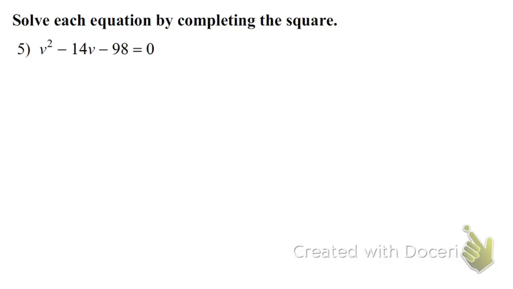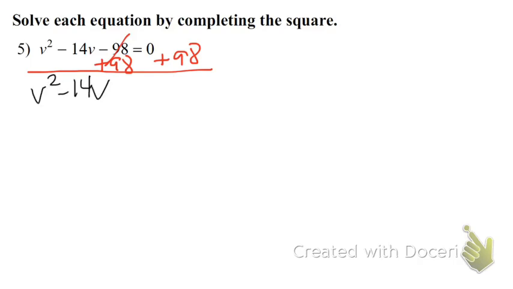First, you should have added 98 to both sides. Okay, and that's just setting it up so that you can complete the square. So now I have v squared minus 14v, leave some space, and equals 0 plus 98, which is 98. Okay, that was the first step. Now we have to actually complete the square. You have to figure out what number to add to both sides.